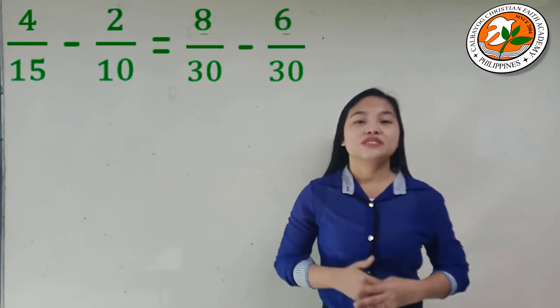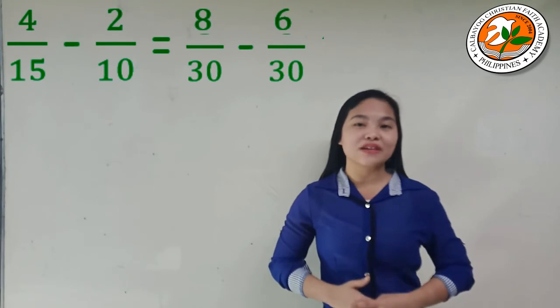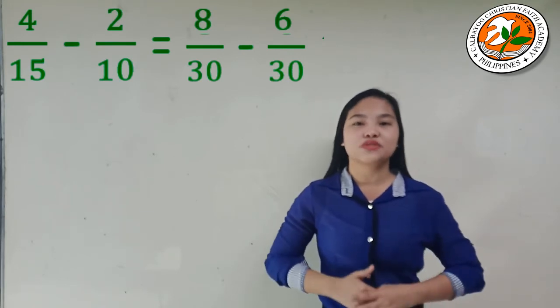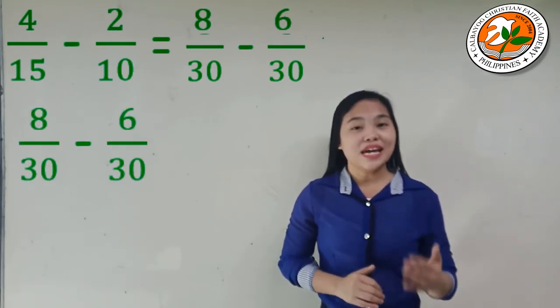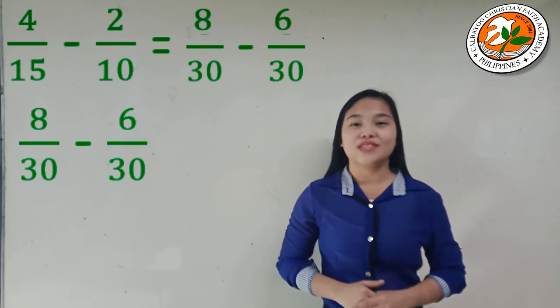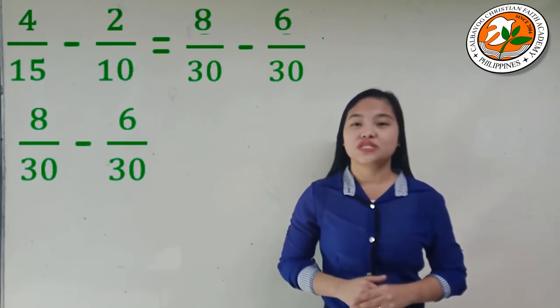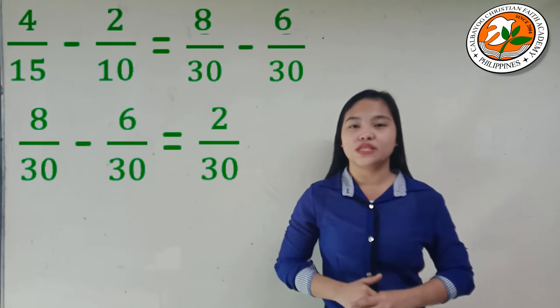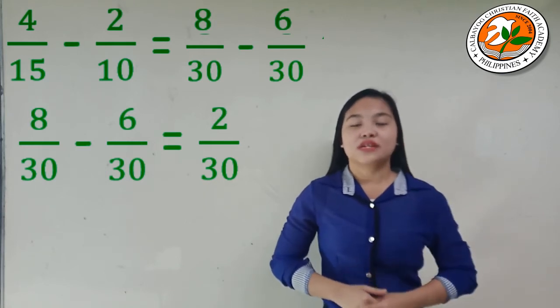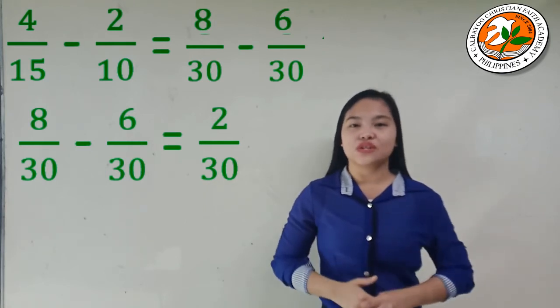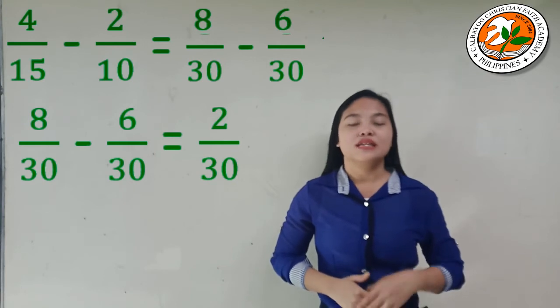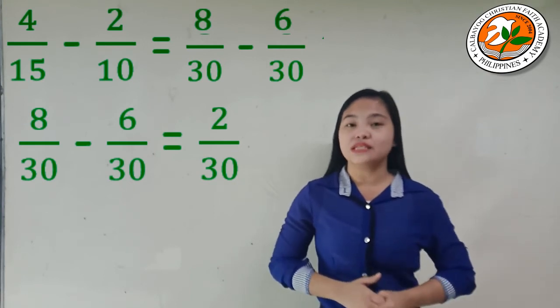Third step, subtract the similar fractions that you got in step 2. So let's subtract 8 over 30 minus 6 over 30, which is equal to 2 over 30. Fourth one, let's write the answer in simplest form. So let's write 2 over 30 in simplest form.